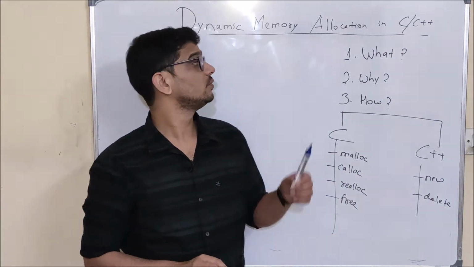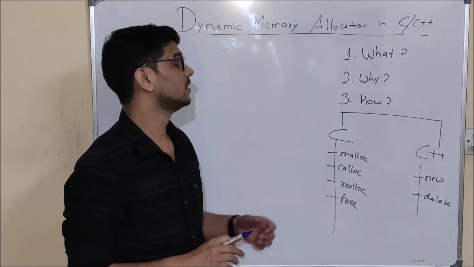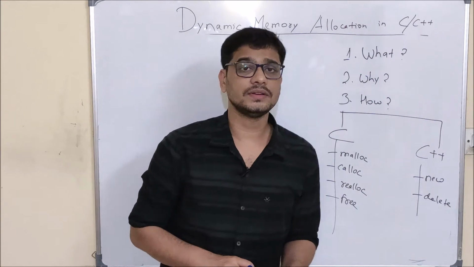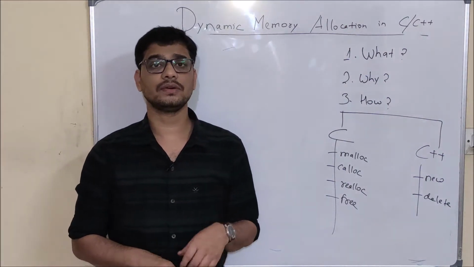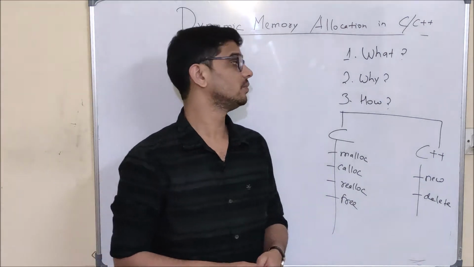Hello friends, so in today's video we are going to see dynamic memory allocation in C and C++. So first of all, what is dynamic memory allocation? Dynamic memory allocation is a way in which we allocate memory when the program is running and as per our requirement.